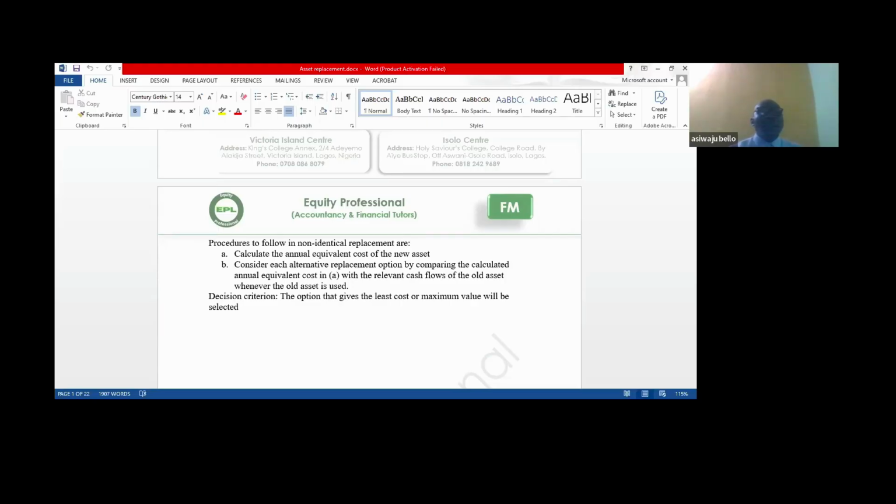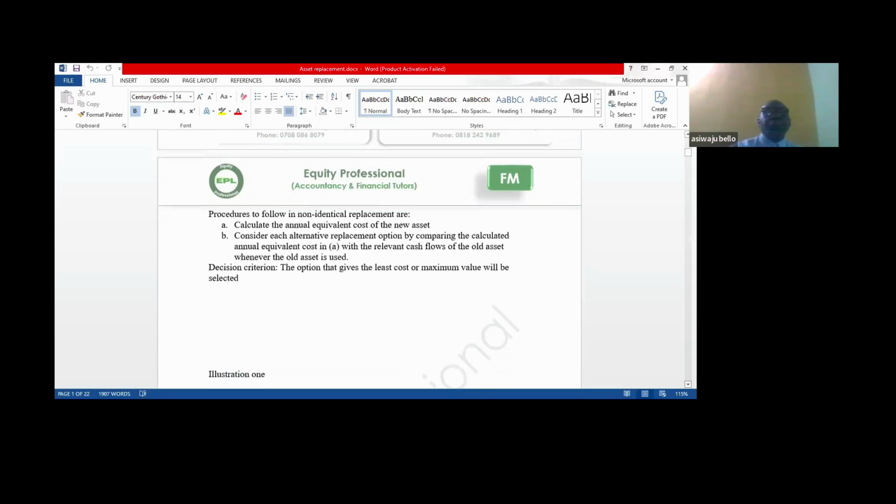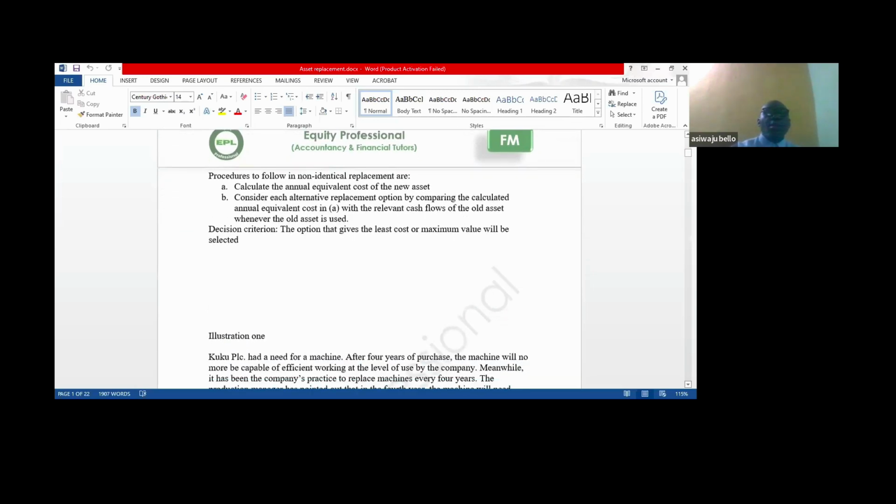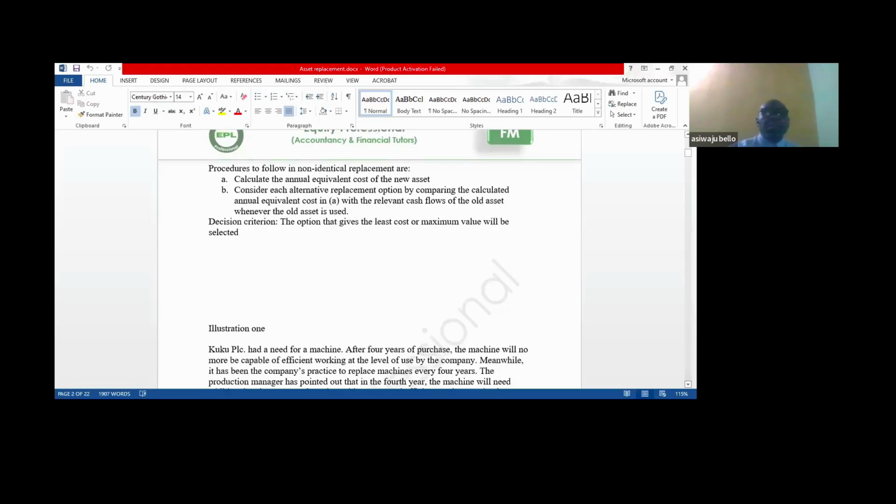Step number 3, our decision criterion. The options, select the option that gives the least cost or the maximum value. You are going to select that option that gives you the least cost or the maximum value. We explained this last week.